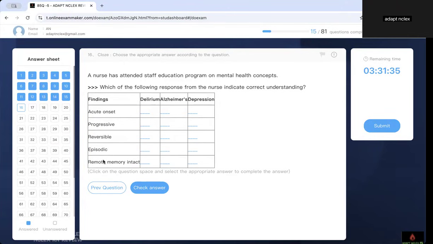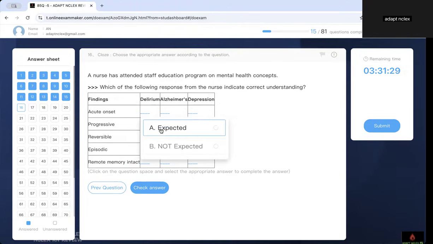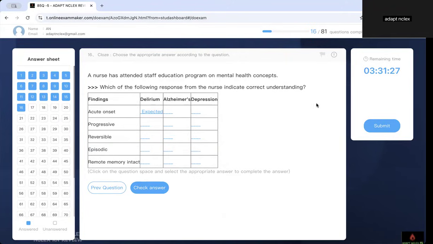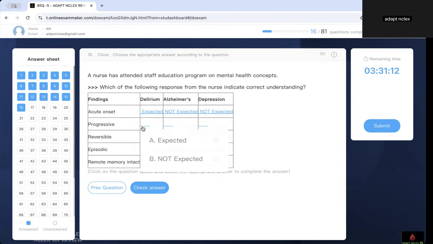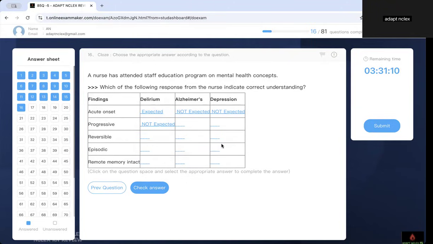But this is a next generation question in table form. Don't run away from it. Delirium means acute onset, an expected finding. Alzheimer's is progressive, it's not acute. Depression is not acute onset. That's all. Progressive means it keeps on going. Delirium is not progressive. When it happens, that's all. Alzheimer's will continue and continue.